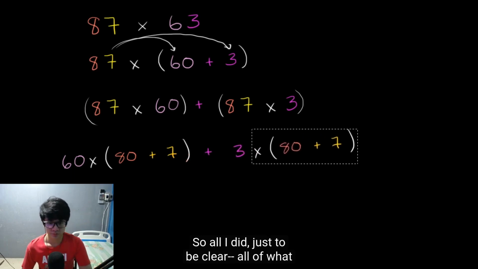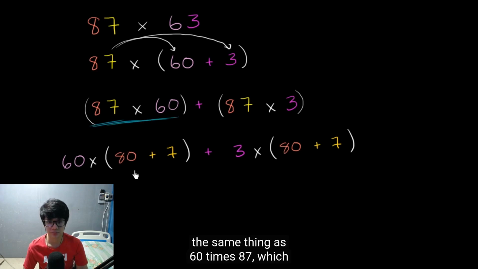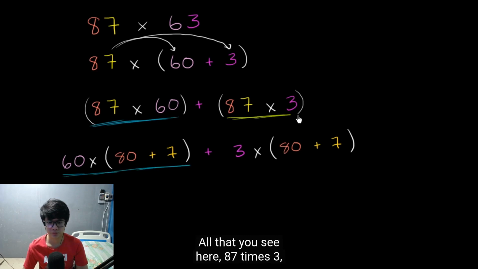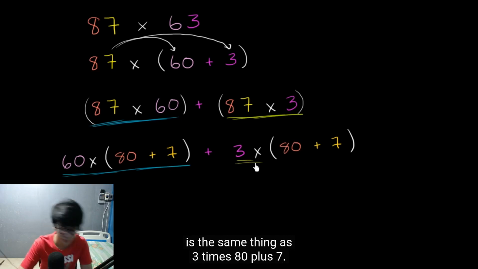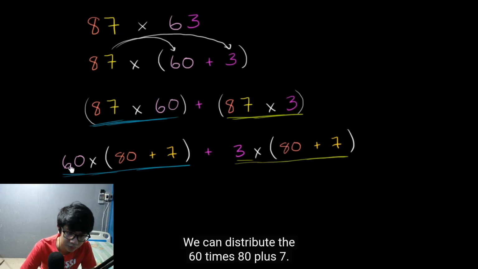So all I did, just to be clear, all of what you see right over here, 87 times 60, that's the same thing as 60 times 87, which is the same thing as 60 times 80 plus 7. And 87 times 3 is the same thing as 3 times 87, which is the same thing as 3 times 80 plus 7. That's just that over here. But look, we can distribute again.